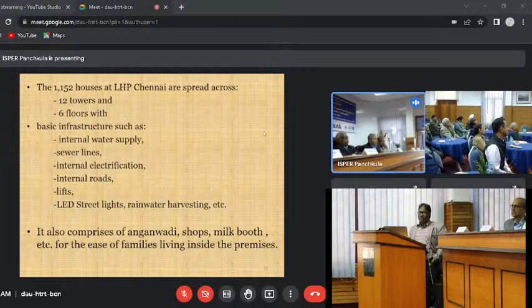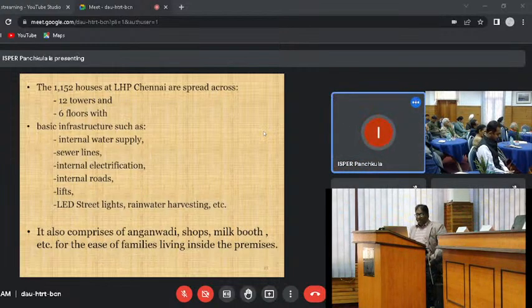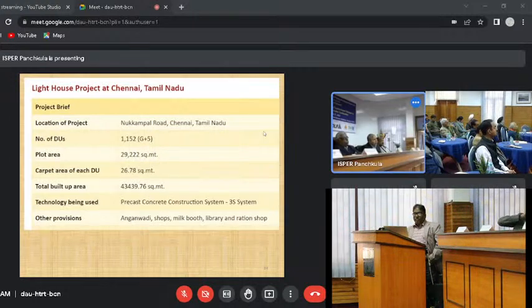All the basic infrastructure, like internal water supply, sewer line, and even LED street lights, is provided. Water harvesting is also provided. Apart from this, an Anganwadi, shops, milk booths, etc. are also available there so that it is easy for them to live. This is the total location, and you can see the plot area here. The carpet area is 26.78 square meters, let us say 27. In this way, various provisions are given there.